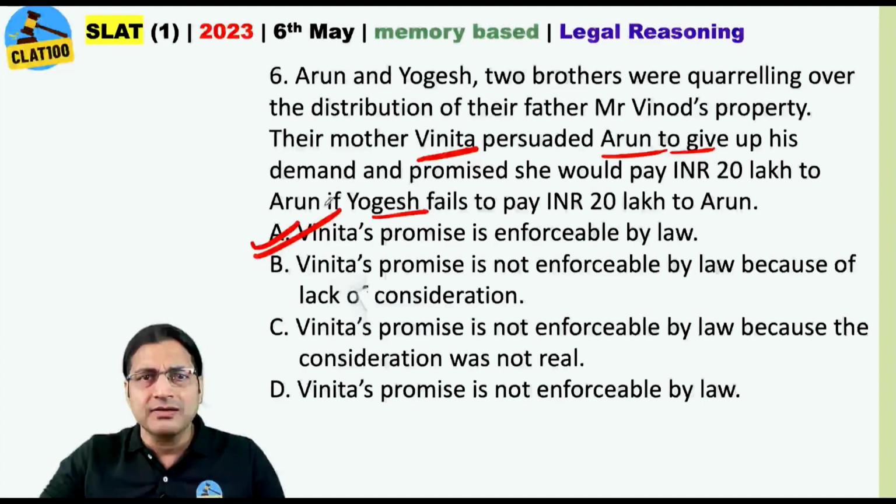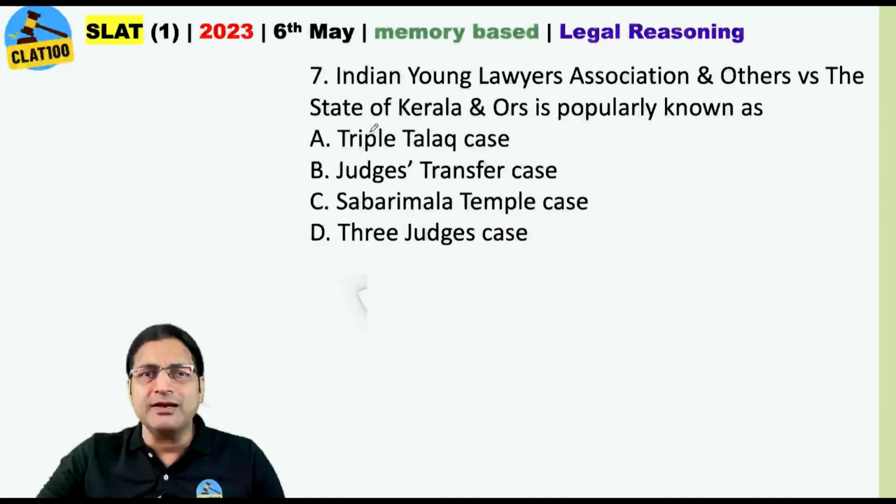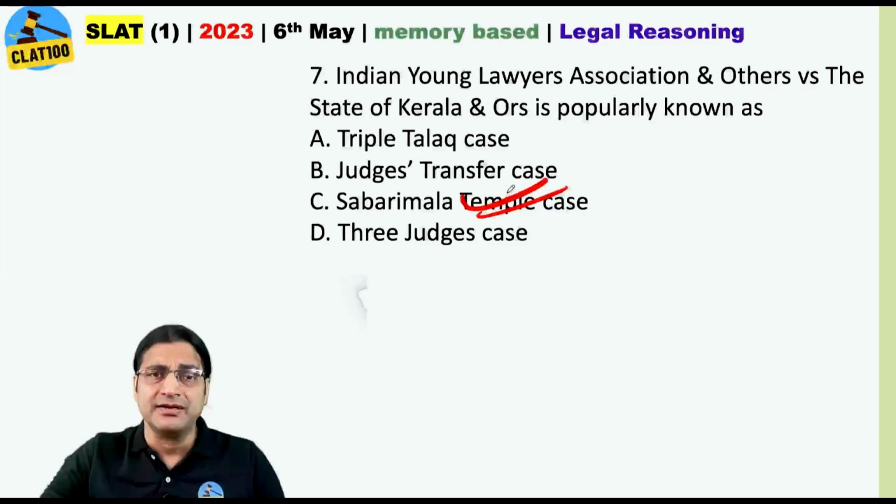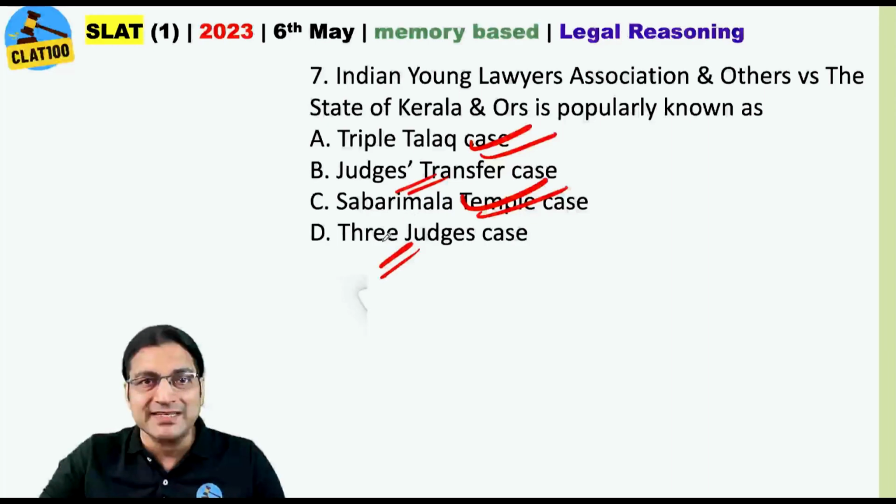Easy peasy. Option A. Indian Young Lawyers Association and others versus the State of Kerala and others is popularly known as, I'm sure everyone taking the test would have got it right, Sabarimala Temple case. And if you didn't, it's a matter of concern. Hey, what is the actual name of this triple talaq case? You remember? And what is this judges transfer case? What is three judges case? Please, before you appear for the next SLAT, you must know options A, B and D as well. Now you already know C.